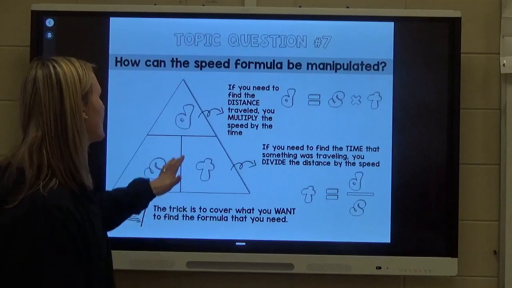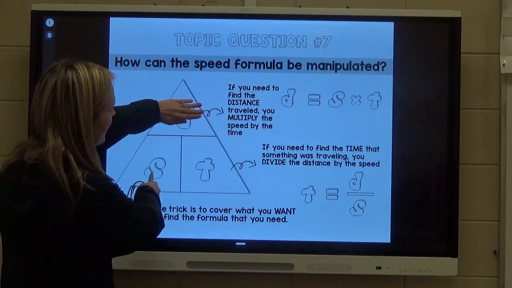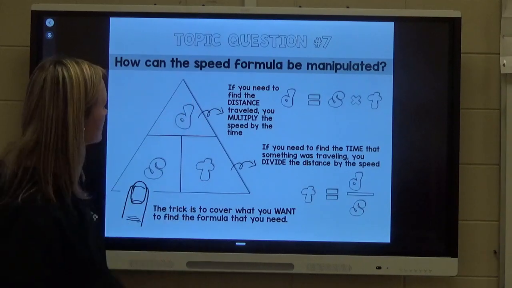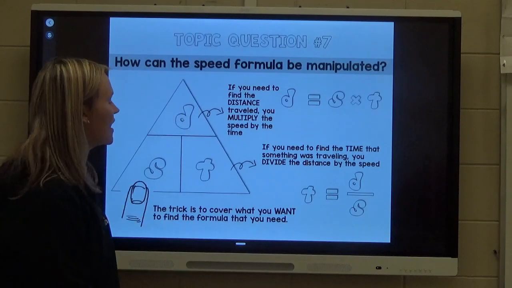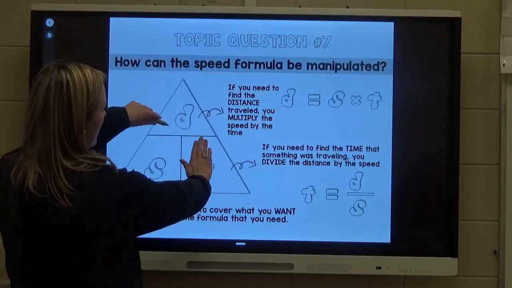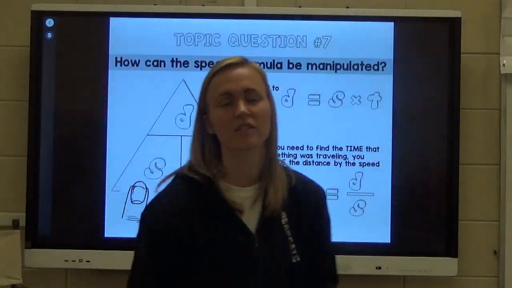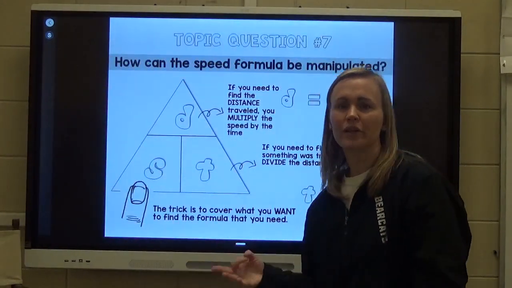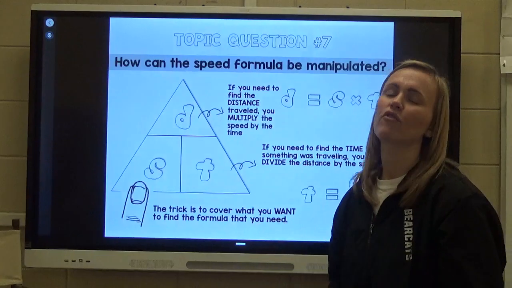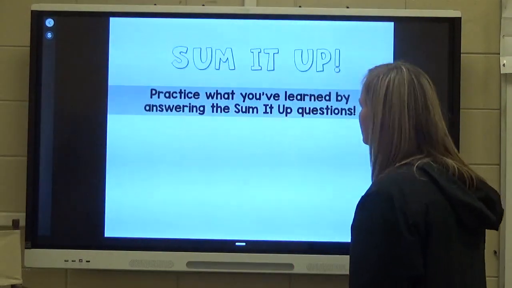If I want to find distance, I just cover up the D, and I see that speed times time gives me distance. If I want to solve for time, all I do is take distance and divide that by speed, and that will give me my time. So that's a trick: you have all three formulas right there inside the triangle. All you do is cover up what you need to solve for, and you have the rest.